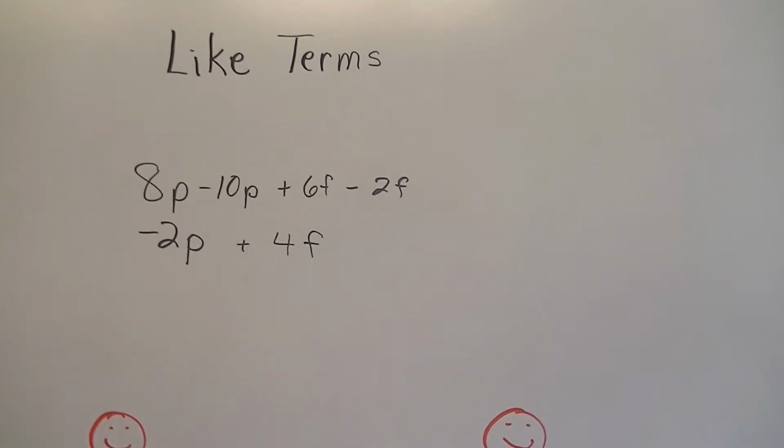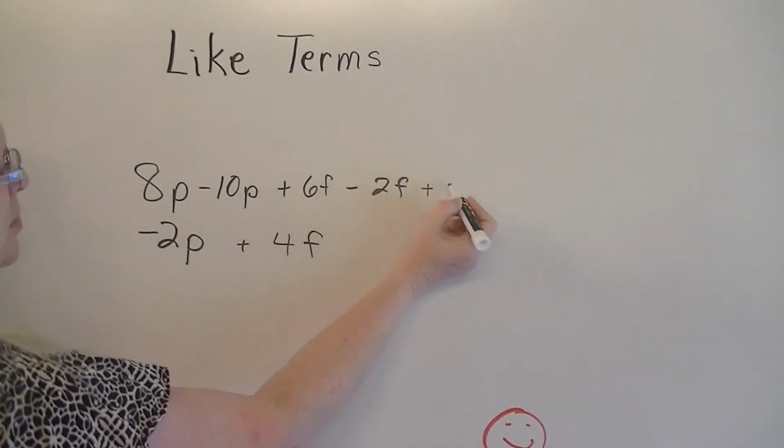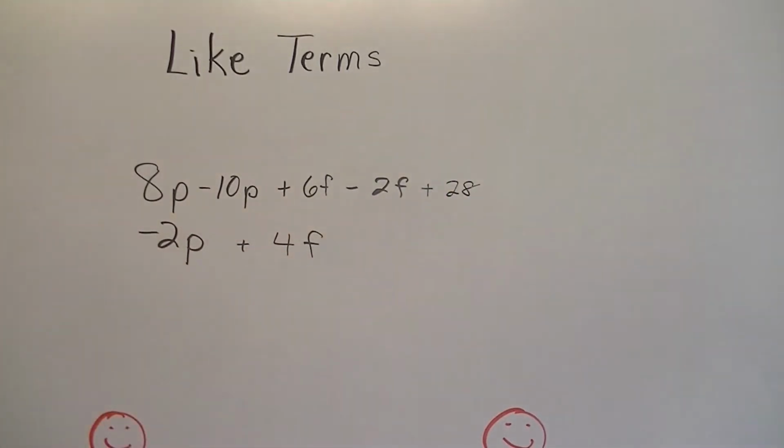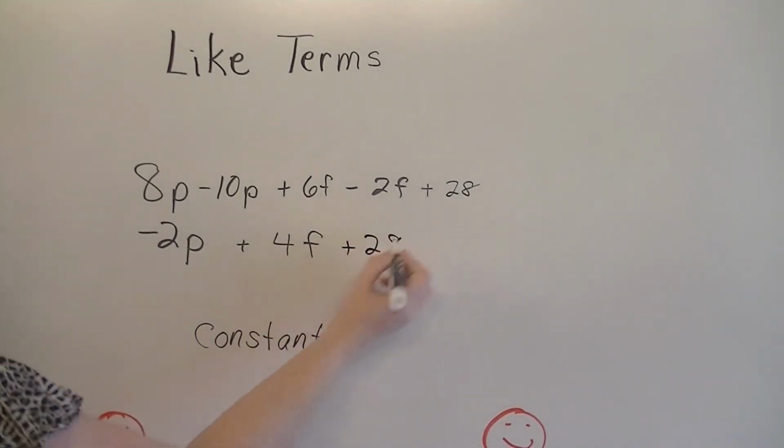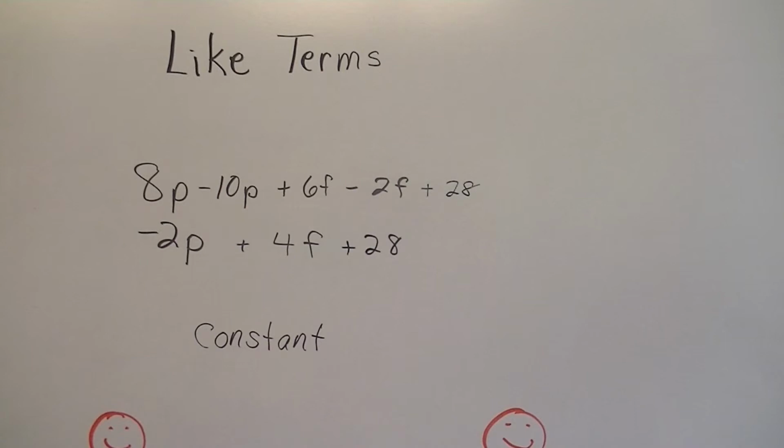Alright, and if we wanted to make this just a little bit harder, we could add in, say, the number 28. Again, I would simplify in the same way. I would get negative 2P plus 4F, and then the 28 is a number that's all by itself. It doesn't have a variable. And in math, they call this term a constant. So all I have to do is bring it down. And that would be the answer in simplest form.